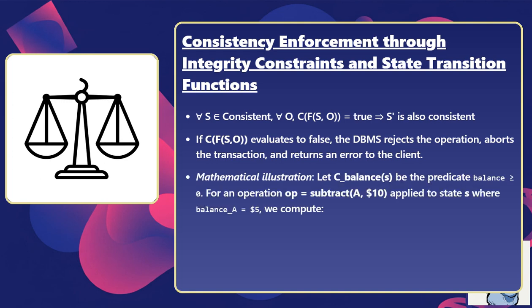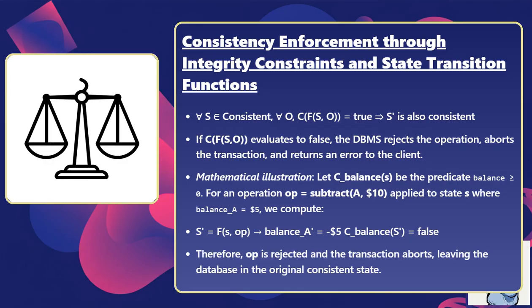Mathematical illustration. Let C_balance(S) be the predicate balance ≥ 0. For an operation op = subtract $10 applied to state S where balance A = $5, we compute S' = F(S, op), which gives balance A' = −$5. C_balance(S') = false. Therefore, op is rejected and the transaction aborts, leaving the database in the original consistent state.